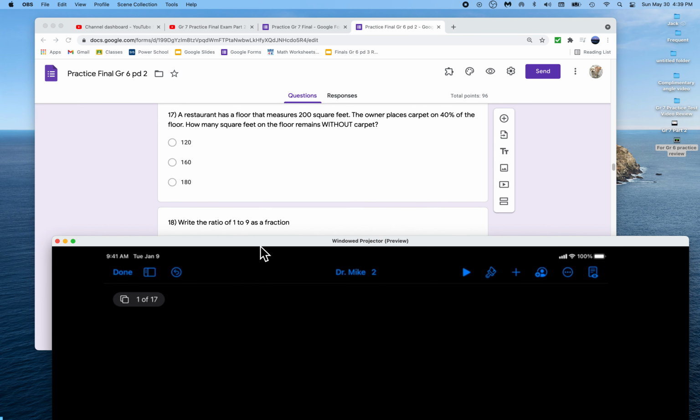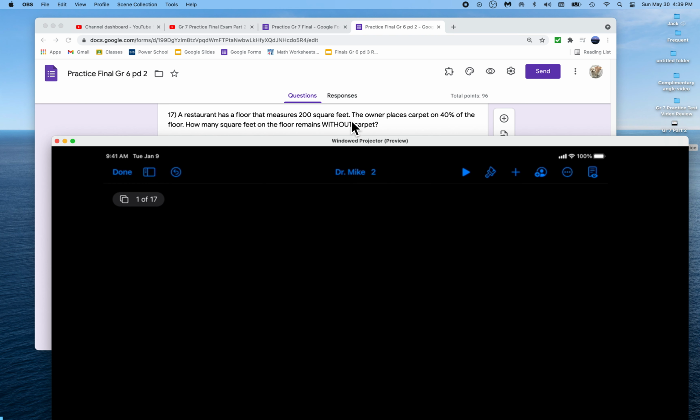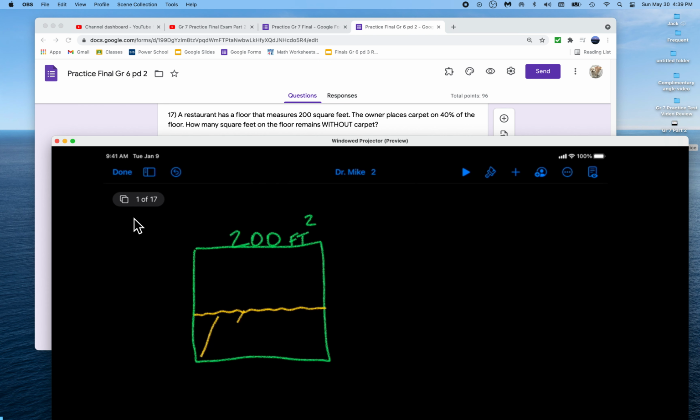Okay. A restaurant has a floor that measures 200 square feet. The owner places carpet on 40% of the floor. How many square feet remain without carpet? Okay, I'm a big fan of drawing in math. So let's draw the restaurant. And there's a total of 200 square feet. The owner places carpet on 40% of it. So here we go. 40% has carpet.